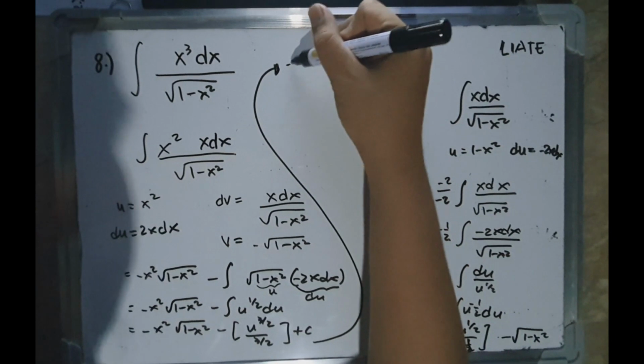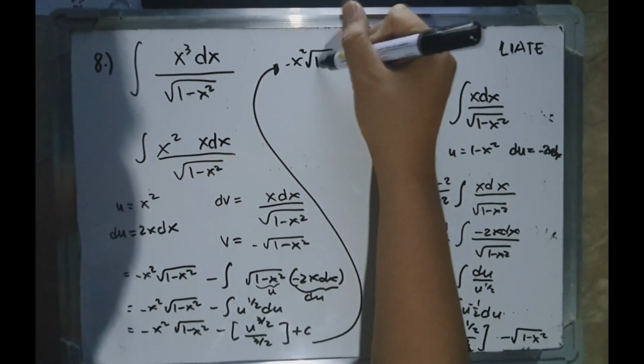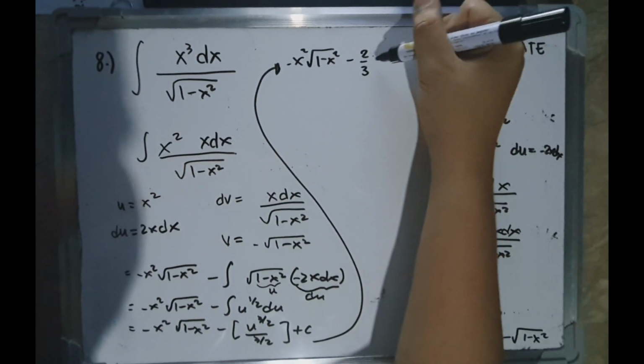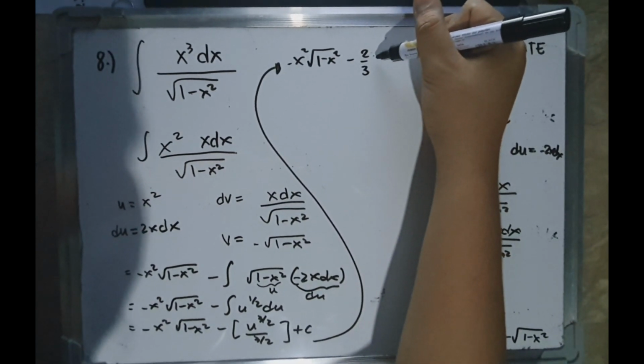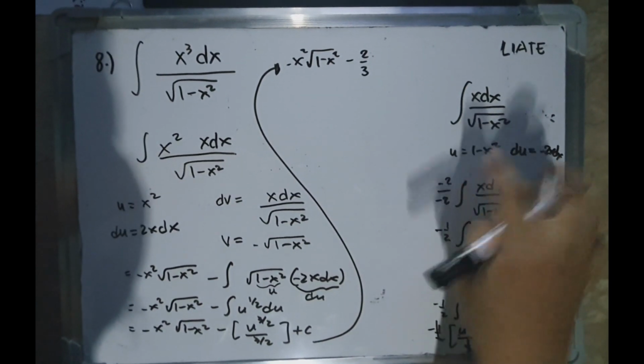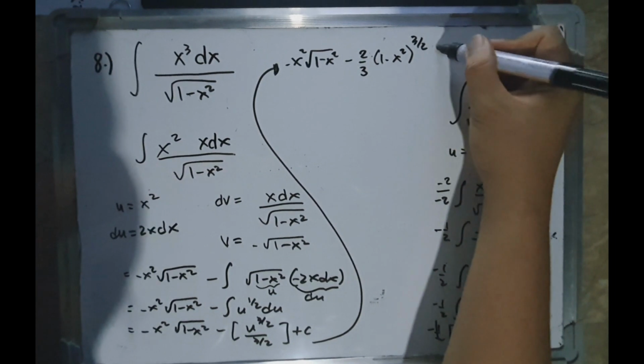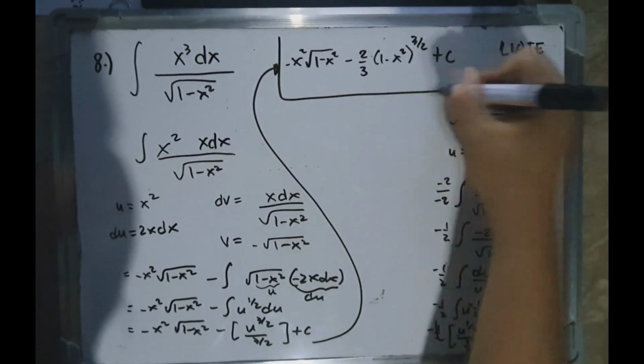Okay, so now we have negative x squared, square root of 1 minus x squared, minus 2/3. The u is 1 minus x squared raised to the power of 3 halves plus c. Our final answer.